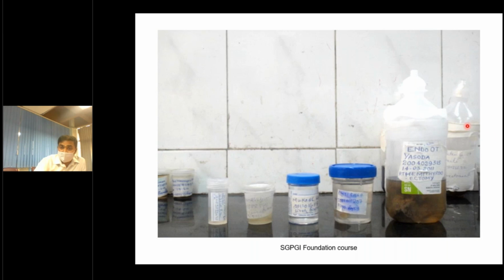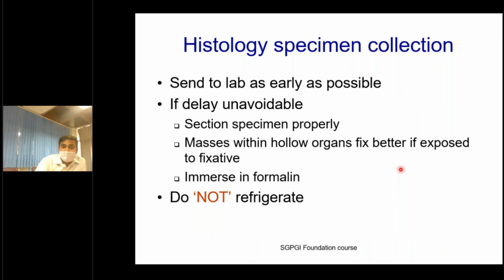We do get specimens in all kinds of containers depending on the size of it. If it is a hollow organ or a very massive organ, it is better to cut it and let the formalin get into the tissue, and send it as early as possible. If the delay is unavoidable, we can section the specimen properly so that the formalin gets into the tissue, and immerse the tissue in the formalin. Please do not refrigerate these histopathology specimens.